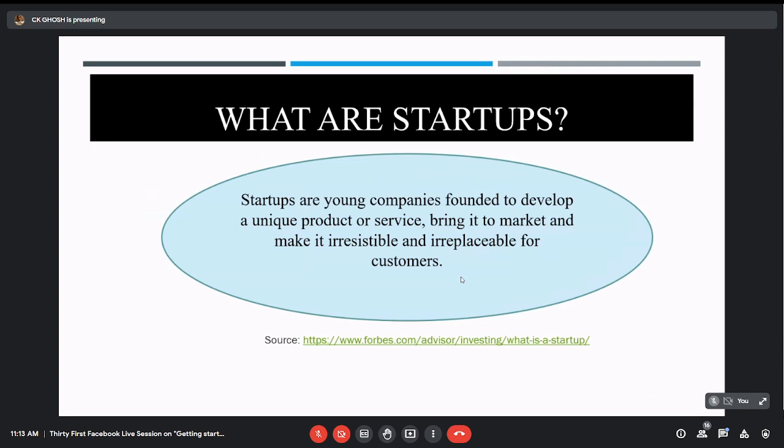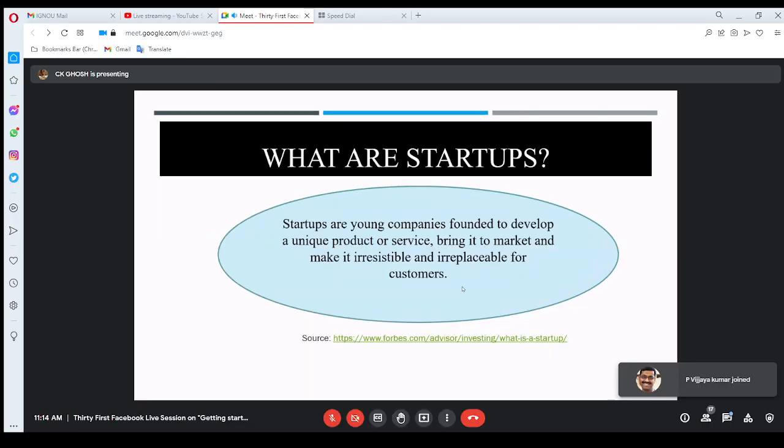Now, this is a definition given by Forbes.com. I am giving the source: startups are young companies founded to develop a unique product or service, bring it to market, and make it irresistible and irreplaceable for customers. So, you might be wondering what would be the difference with a business house or a business company. So, it has to be a very, very unique product or service.